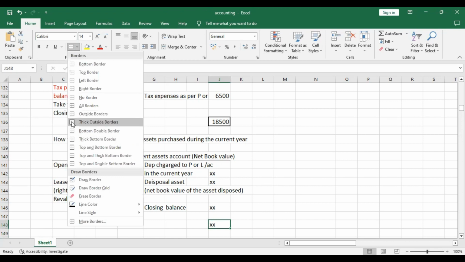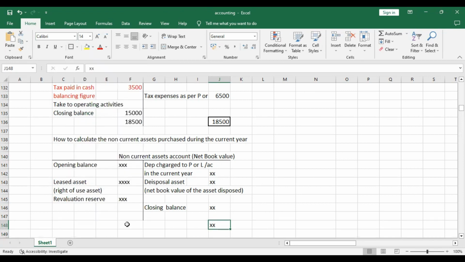That's what you need to understand. Let me take a physical example, then it will be easy for you to know. I will take one example here. So here you will find some balancing figure. This is what is called the purchase of asset for cash. This is also again the balancing figure.